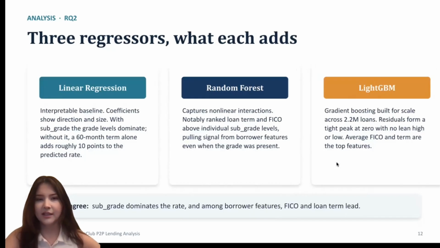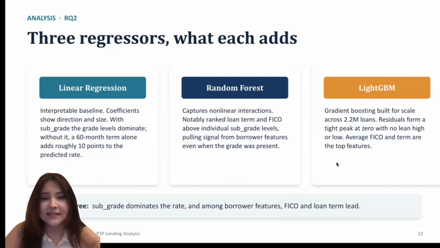So what we found in our analysis is that linear regression served as our interpretable baseline. Coefficients show the direction and magnitude of each feature's effect directly. Without subgrade, a 60-month loan term alone added roughly 10 percentage points to the predicted rate. Random forest captured nonlinear interactions between features. Notably, it ranked loan term and FICO above individual subgrade levels in feature importance, even when subgrade was present. This suggested that borrower level signal exists beyond what the grade tier encodes.